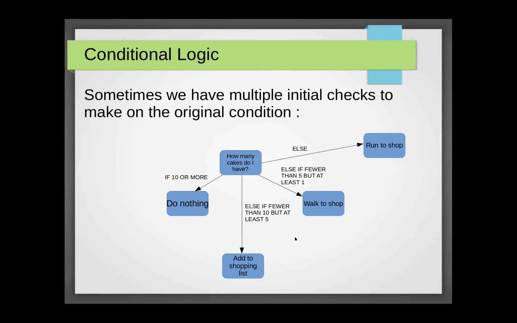Sometimes, of course, we might have multiple initial checks to make on the original condition. It might not just be if this, then do this, if that, then do that. It might be there's multiple things we want to do. So it might be I ask the question, how many cakes do I have? So if I've got 10 or more, then I'm pretty safe for a moment, so I can probably get away with doing nothing. If I've got fewer than 10, but I've got at least 5, then maybe I want to start adding that to my shopping list, ready to purchase more cake.